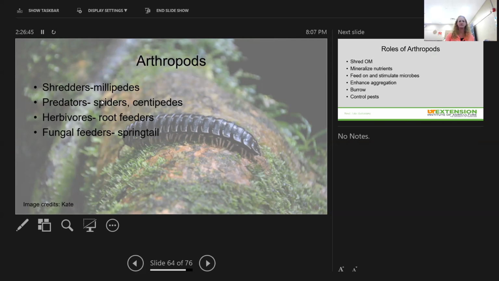But the soil contains spiders, centipedes. We'll have some root feeders in there, herbivores, fungal feeders like the springtails. They're all good as long as they're in the soil. It's kind of like weeds. Once they get out of place, you don't like to find the little springtails in your bathtub or in your kitchen sink. Sometimes you'll see them in there just because it's a wet area, or they'll come in from outside.